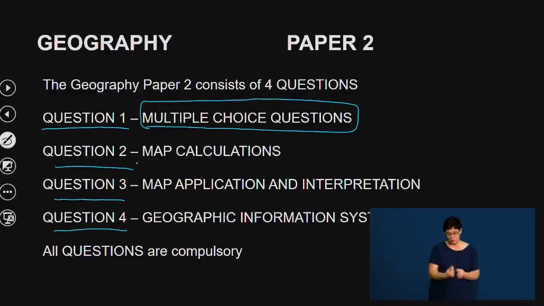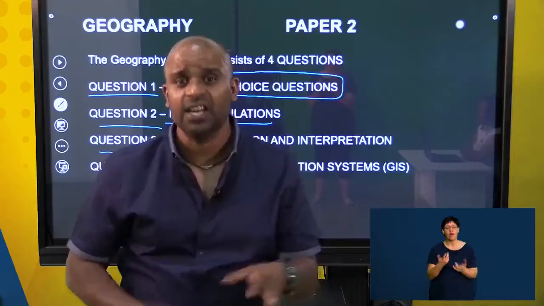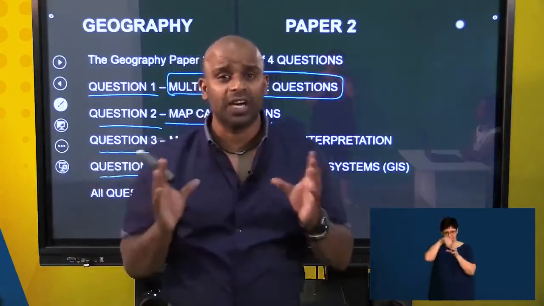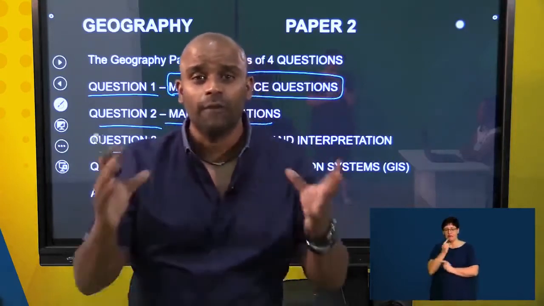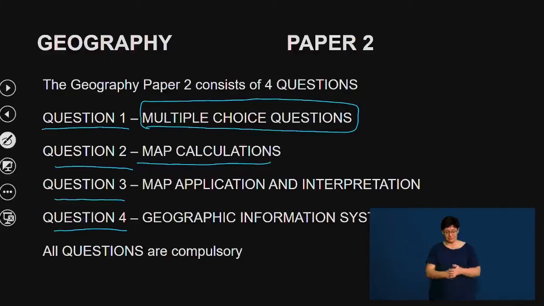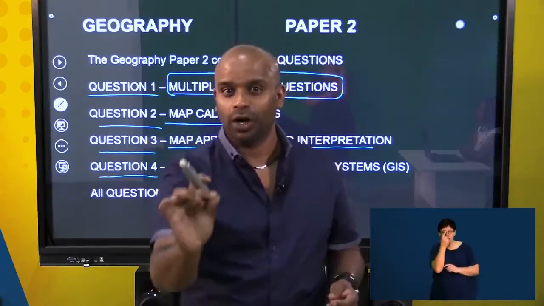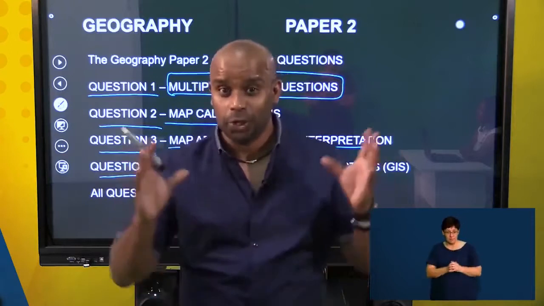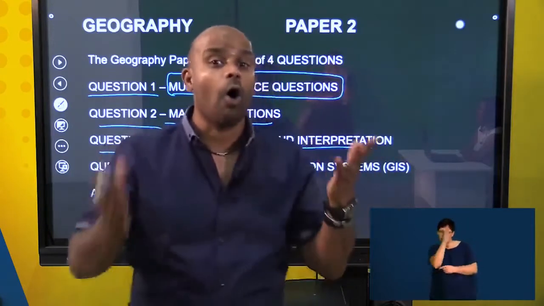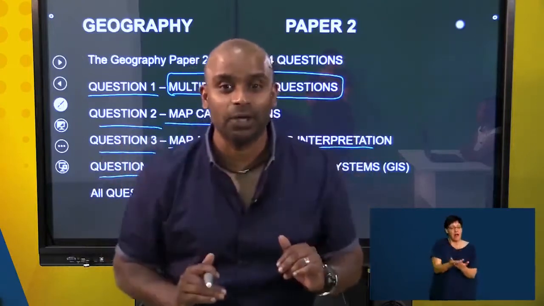Looking at question 2, yes, calculations. All these calculations that you've been doing from grade 10 to grade 11 are consolidated into grade 12 and posed as question 2 for this examination. Question 3, map application and interpretation. Here, we're bringing in all the geographical knowledge from theory, Geography Paper 1, and integrating it into the map of choice for this examination. And what must happen? You've got to be able to remember all the different aspects of your theory content and apply it to the map that is being used.